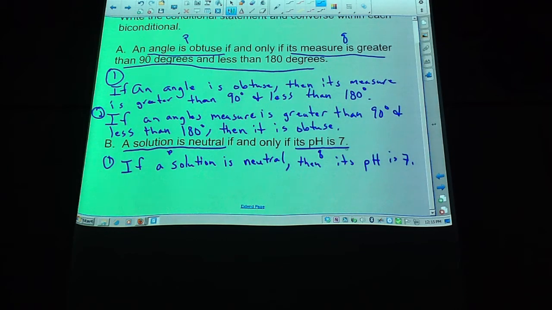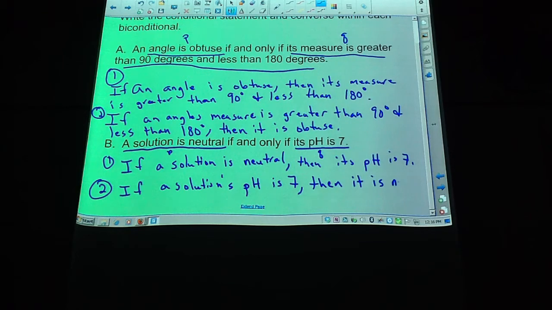So now I need to flip-flop Q and P for the converse. So I'm going to put if, I'm going to go with a solution's pH is 7, comma, then I'm just going to put it is neutral.